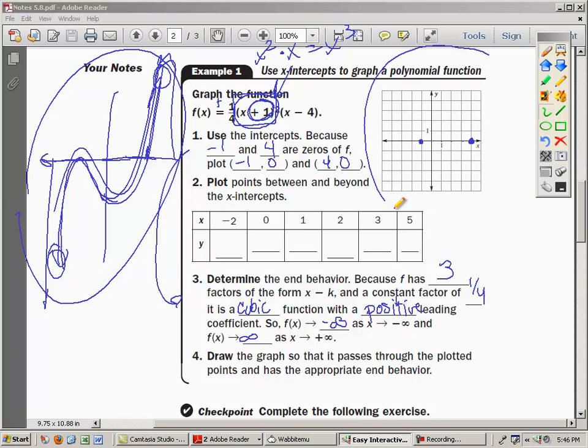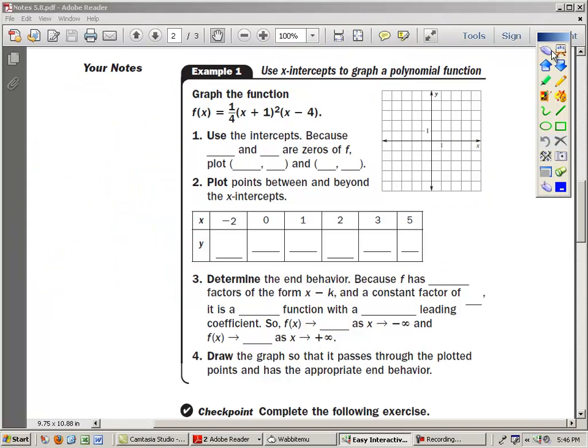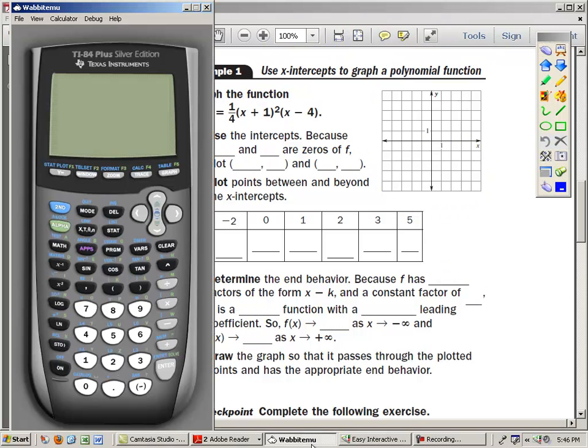Now, looking at this, they already gave us the appropriate window because we know that the graph's going to fit in this space. But what I want to do is take a few minutes and talk a little bit about how you would use your graphing calculator to get an approximate for this function. So I've already gone ahead and typed in this function, and we wanted to take a peek at the graph of that.